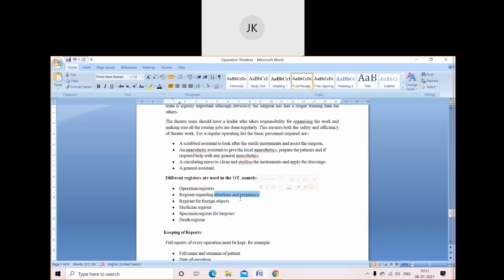Tell me, what is the foreign object over here? We maintain one register for foreign objects. Why is it needed in OT? It was there in your Sangeeta ma'am's notes. You have studied, I guess. So why is the foreign object register needed?